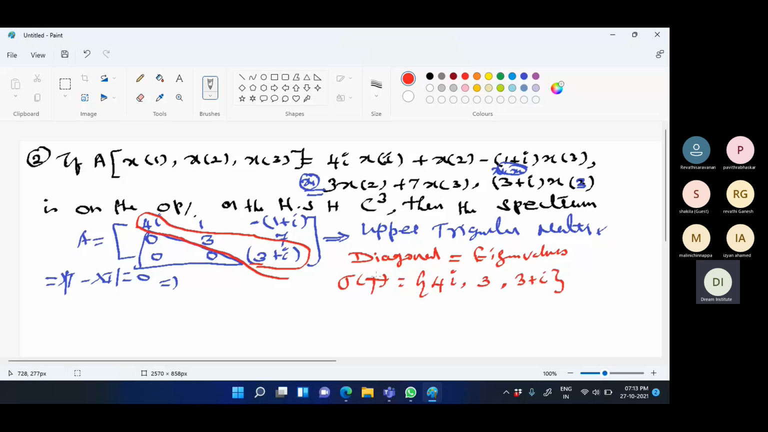Suppose they are asking for the spectral radius. The formula is the supremum of modulus of lambda. So here lambda is equal to 4i; what is the modulus of lambda? If we take the modulus of a real number, we get the same number. If it is negative, we get positive. But if we take the modulus of an imaginary number, what do we get? Let me take the modulus of 4i. What is the answer?